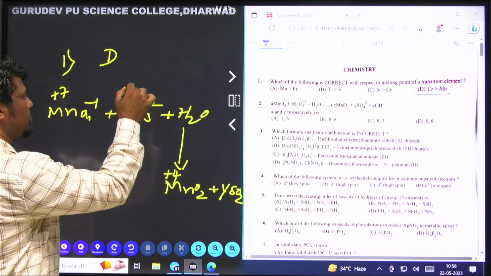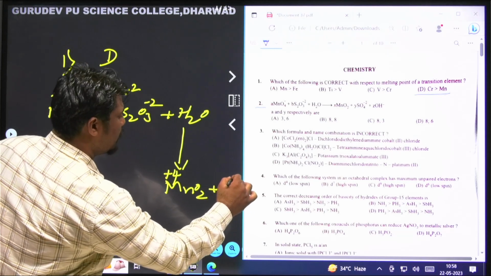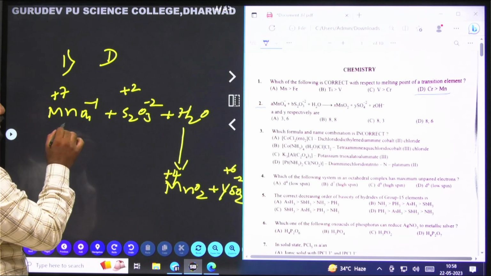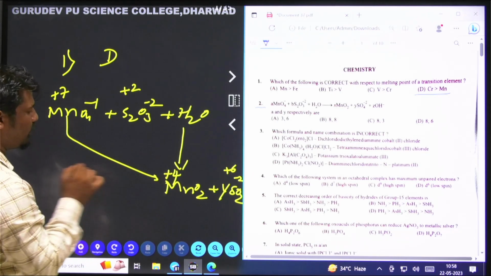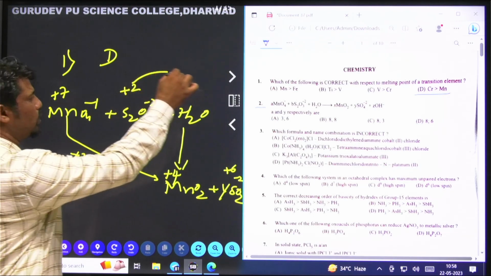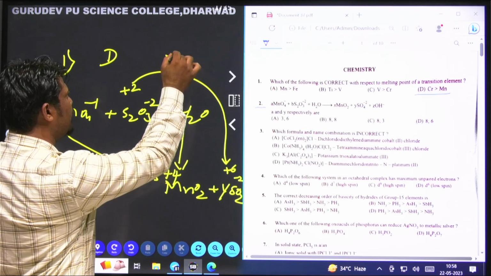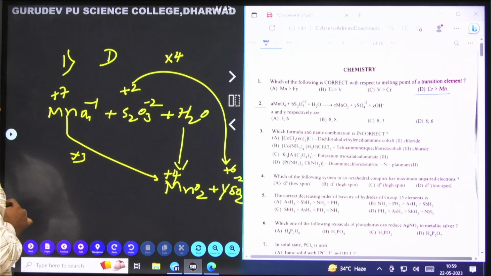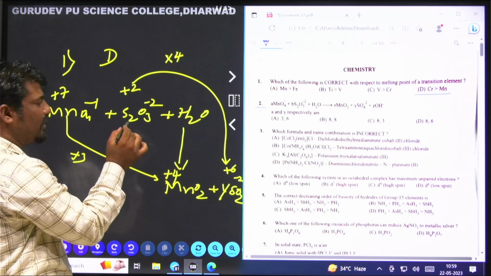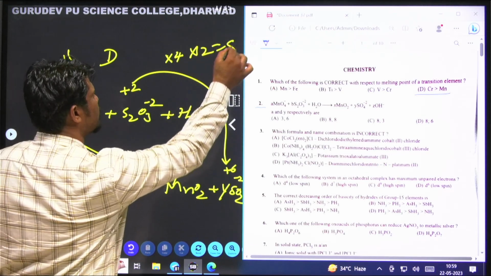And sulfur shows the +2 oxidation state, and in this case sulfur shows the +6 oxidation state. So from +7 to +4, the difference will be 3, and from +2 to +6 oxidation state, the difference is what? +4. Here one sulfur shows a difference of +4, but here two sulfurs are there, so the total change is 8.